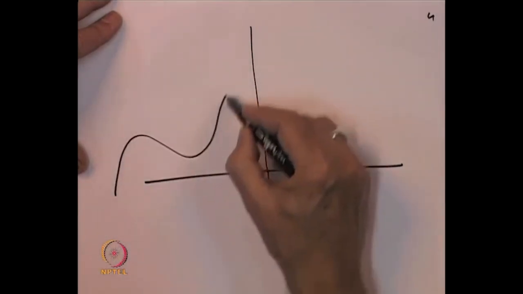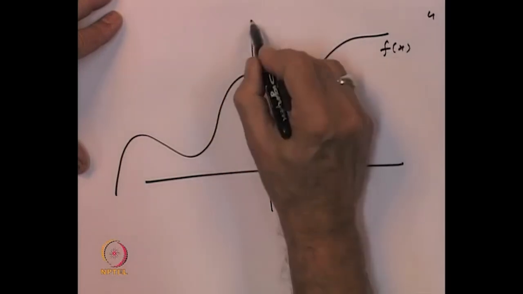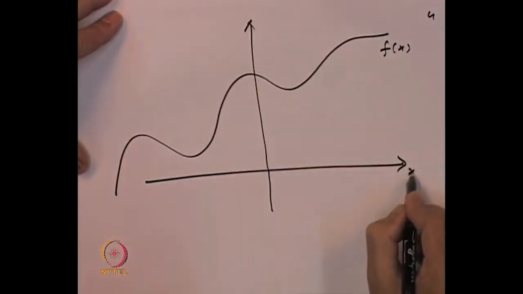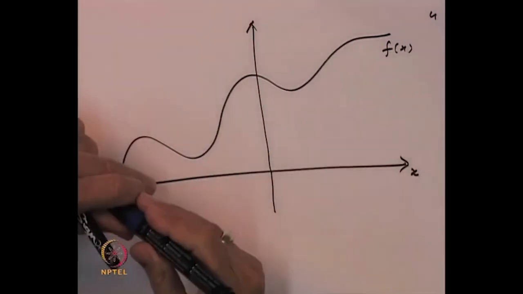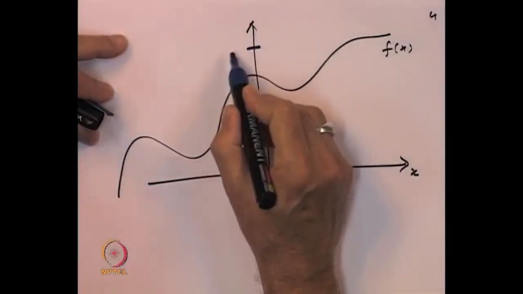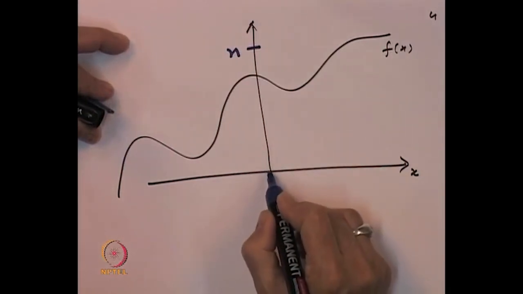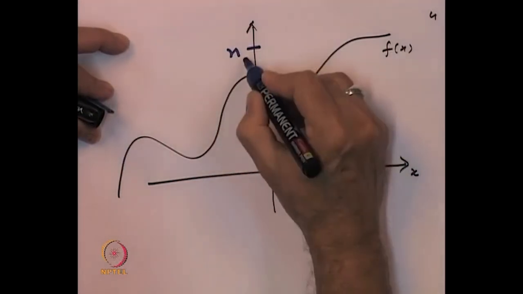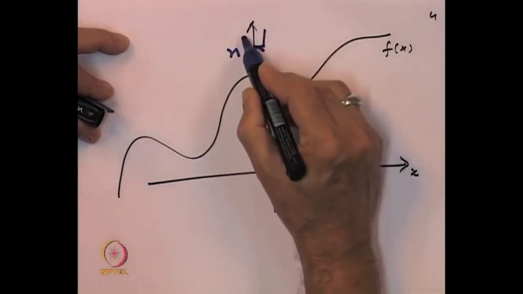So this is the graph of the function f of x, and this is x. Let us put a point n here. So this is the point 0. So from 0 to n, and then from n onwards.